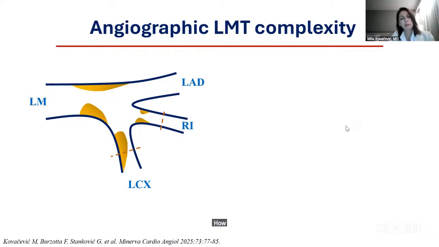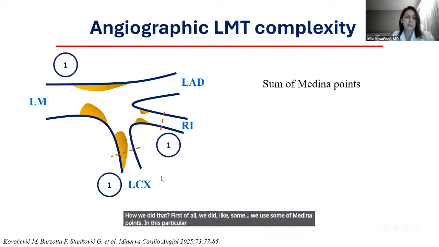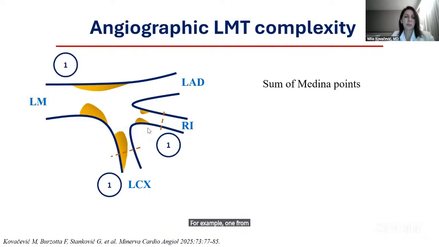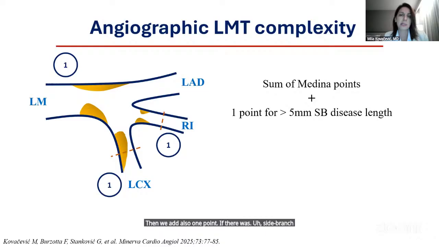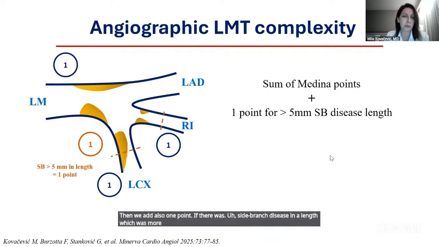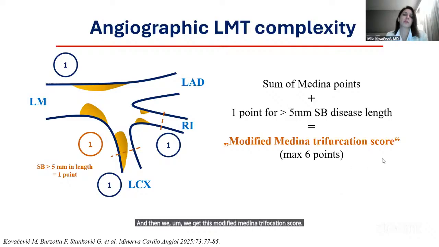How did we do that? First of all, we used a sum of Medina points. In this particular case, this is 3. For example, 1 from the proximal main branch, 1 from the ramus, 1 from the circumflex. Then we also add 1 point if there was side branch disease with a length of more than 5 millimeters. So in this particular case, it was 1. And then we get this modified Medina trifurcation score, with a maximum of 6 points.